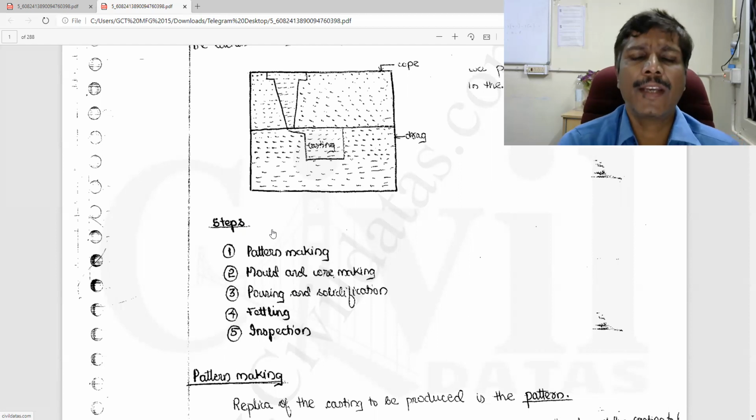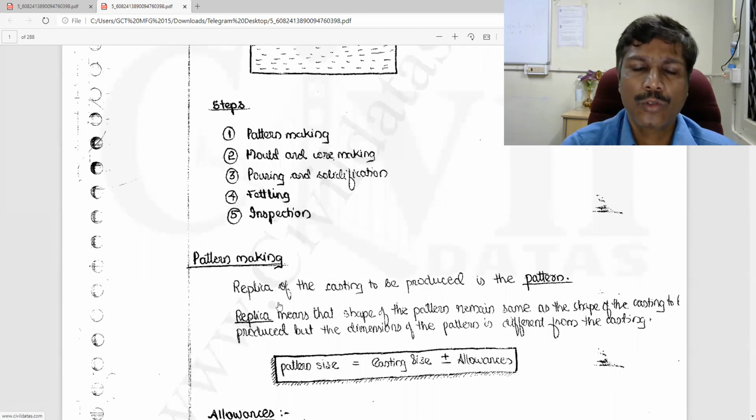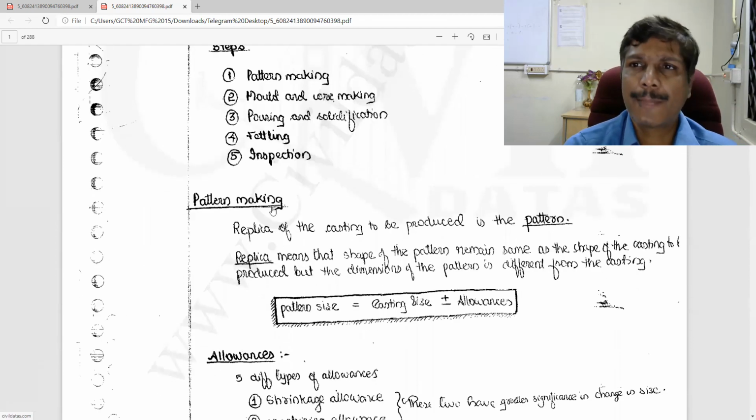Once again, I repeat it. Number 1 is pattern making. Number 2 is mold and core making. Number 3 is pouring and solidification. Number 4 is fettling, and the 5th is inspection. First, we will discuss pattern making.